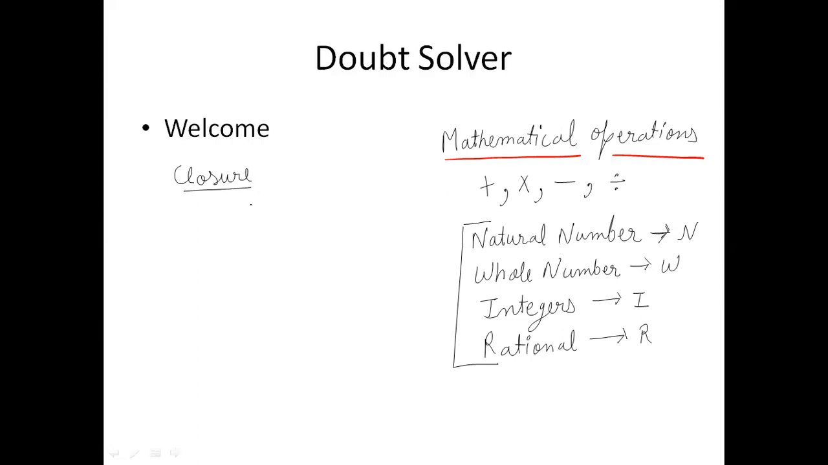Closure property. One more thing before jumping directly into the properties: what we do in properties, and why kids are scared. You have to take one specific category, like you are going to show that natural numbers are closed under an operation. You can take any operation out of the four, for example addition for natural numbers.